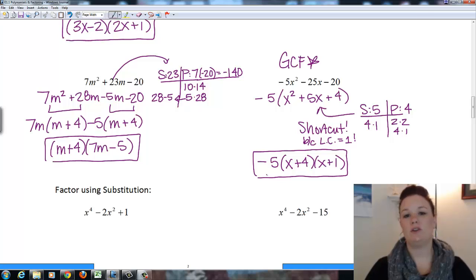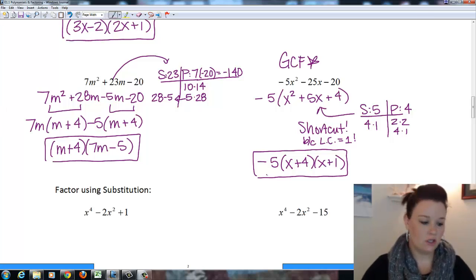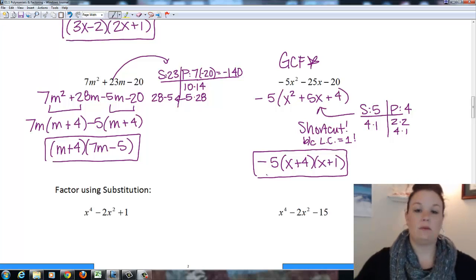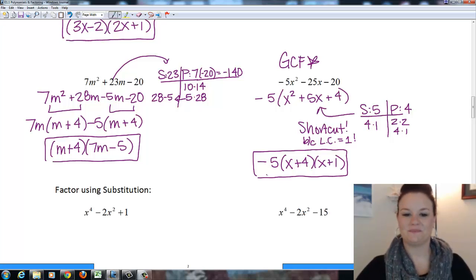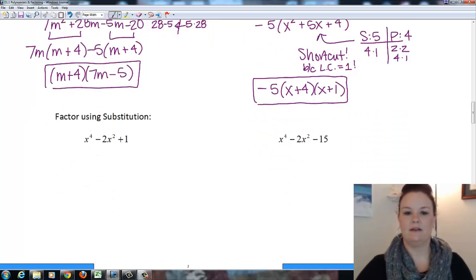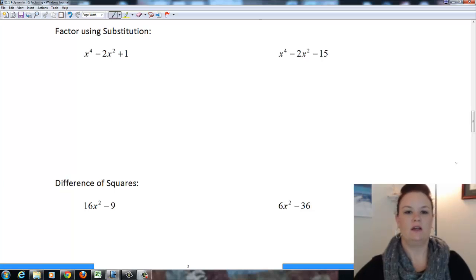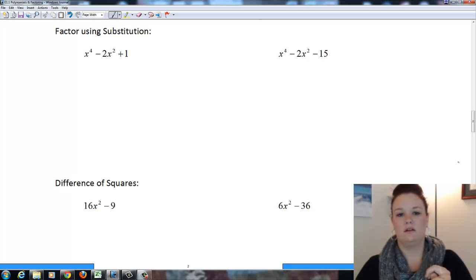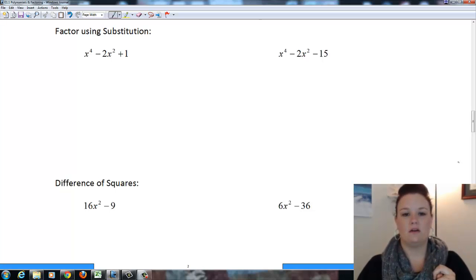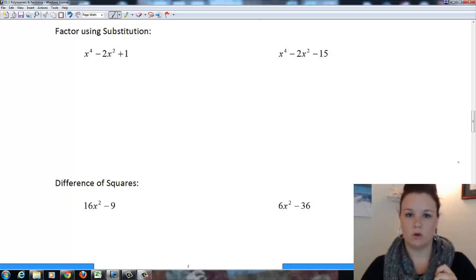All right, I want to show you the same type of problems, but a little bit more difficult, that we have to use substitution on. And then I want to go over sum and difference of cubes, and then I'll have y'all work some. Okay. All right. So the first one, sometimes we have to use substitution because we notice that it looks kind of like a 3-term polynomial that we could use sum product on, but the exponents are a little bit larger than what we're used to working with.